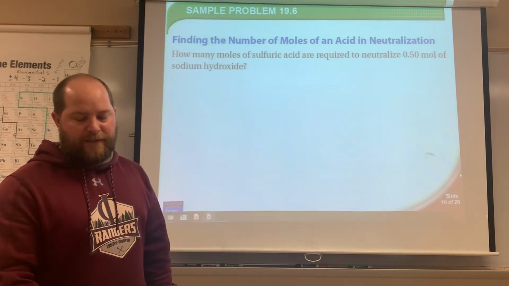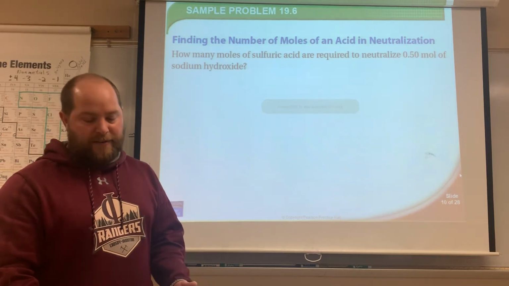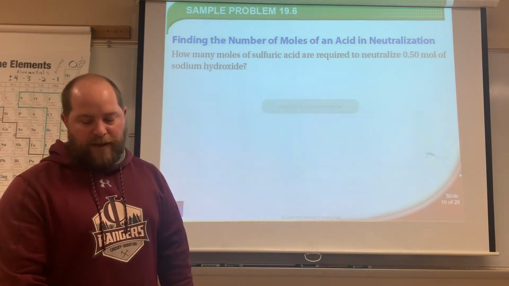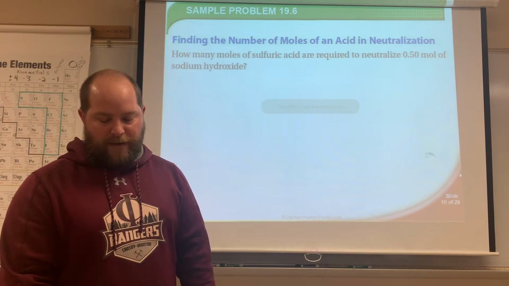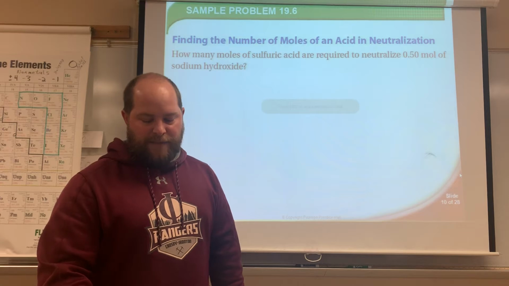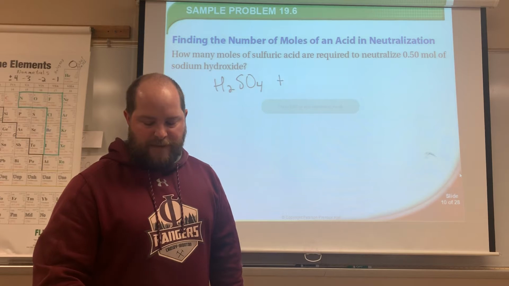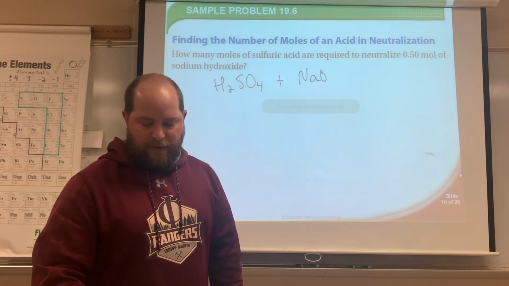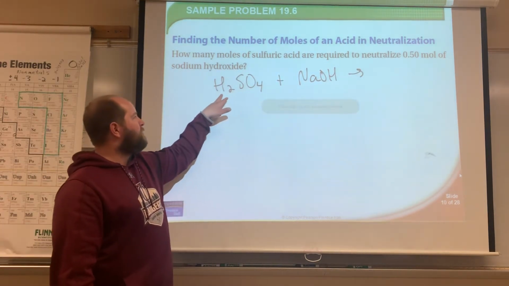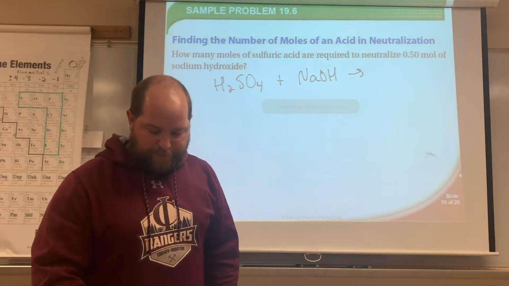So here's some questions asking us to find the number of moles of an acid to neutralize this. It says, how many moles of sulfuric acid are required to neutralize 0.5 moles of sodium hydroxide? Well, for problems like this, you have to start by writing down the equation so we can see what it's going to take. So here's where your naming rules come into play. You have to know that sulfuric acid is H2SO4. You know sodium hydroxide is NaOH.